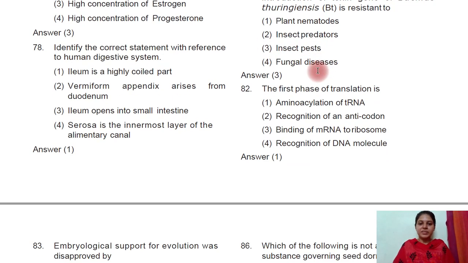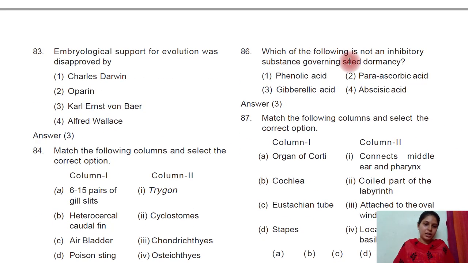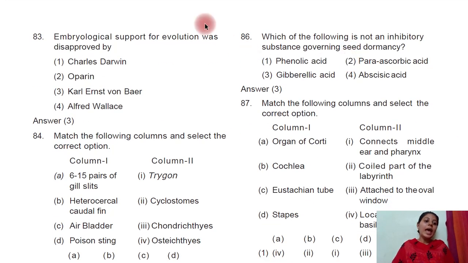Next, the first phase of translation is the aminoacylation of transfer RNA. So transfer RNA actually comes into play during the first phase of the translation process, because translation is nothing without this transfer RNA. Next question. Embryological support for evolution was disapproved by, okay, it is not disapproved by, Karl Ernst von Baer. So this is a direct question.